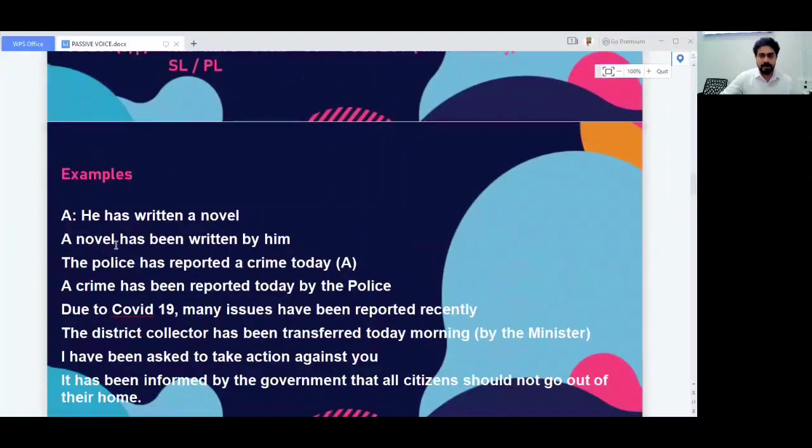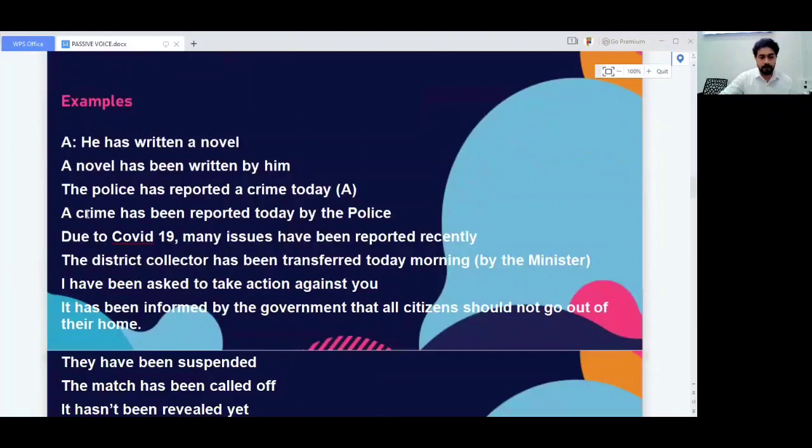So let's make some examples here. He has written a novel. A novel has been written by him. The police has reported a crime today, which is active. A crime has been reported today by the police. So we made the passive here. This is the passive form.